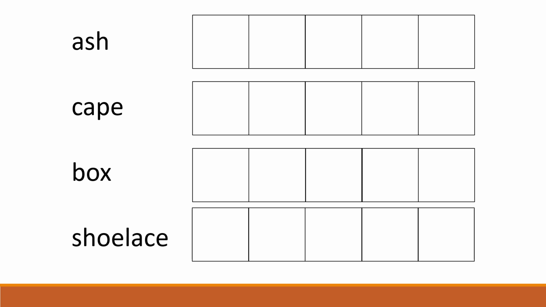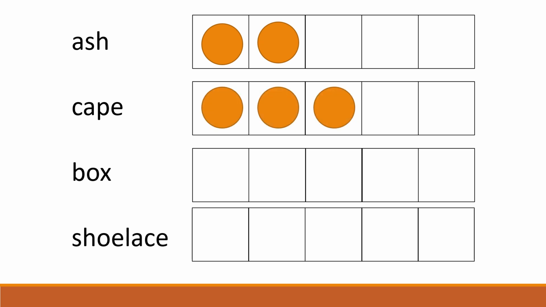So how did that work for you? Do you think you heard every sound? Let's find out. There are 2 sounds in the word ash: a, sh, ash. There are 3 sounds in the word cape: k, a, p, cape.